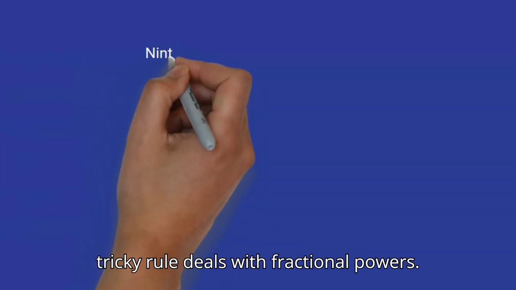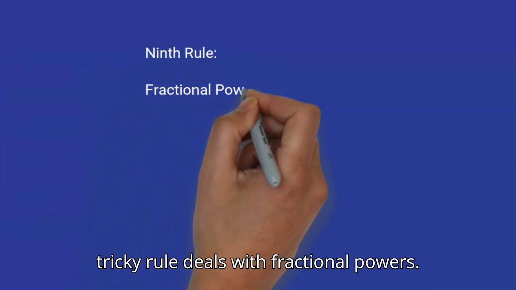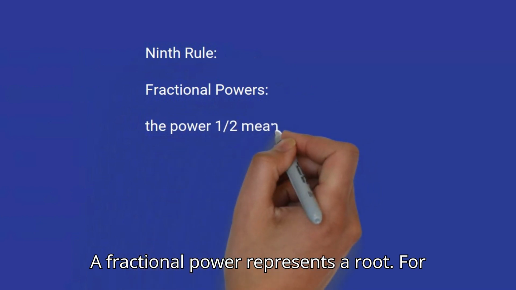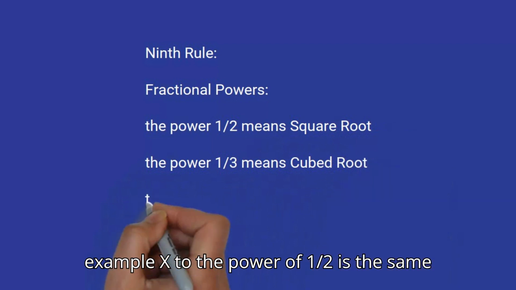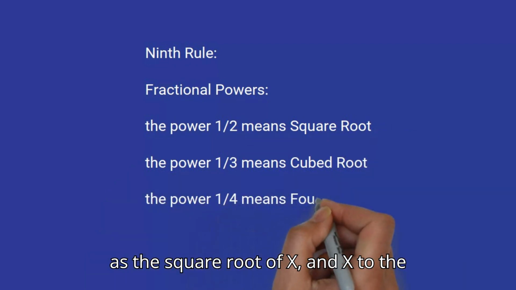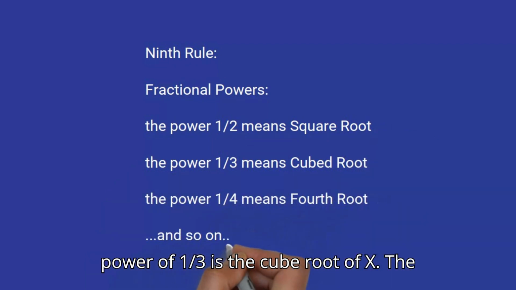The second tricky rule deals with fractional powers. A fractional power represents a root. For example, x to the power of 1/2 is the same as the square root of x, and x to the power of 1/3 is the cube root of x.